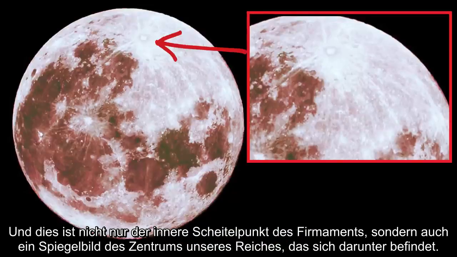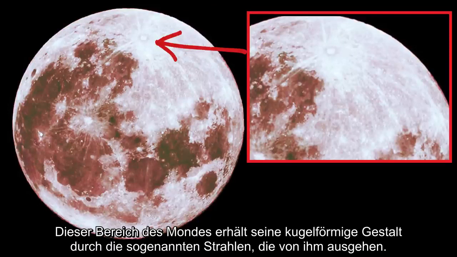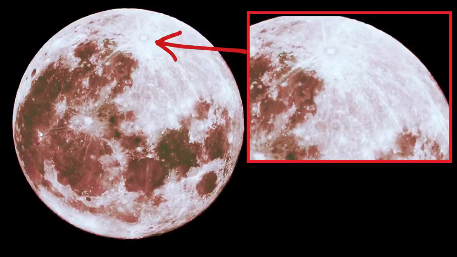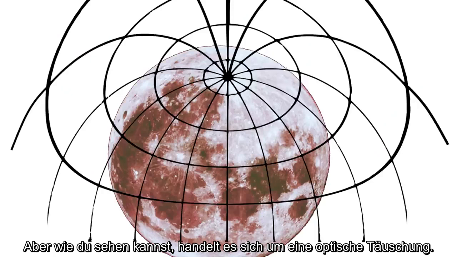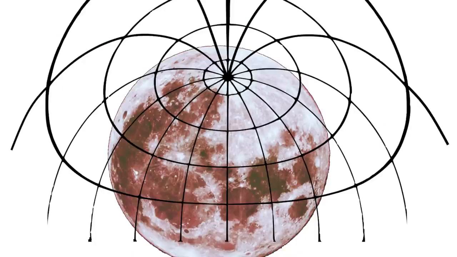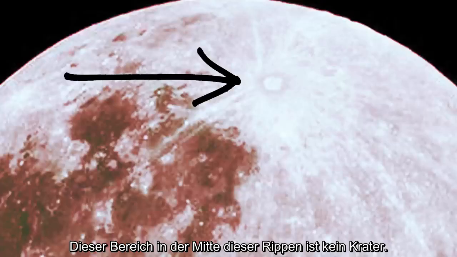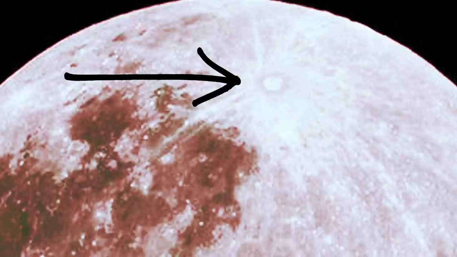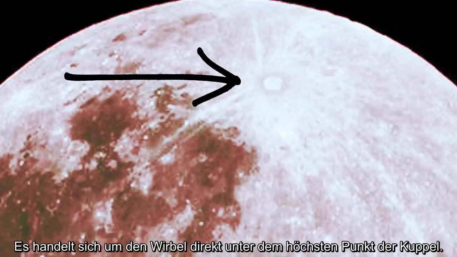And not only is this the interior apex crown of the firmament, it is also a reflection of the center of our realm below. This area of the moon lends its spherical shape because of the so-called rays that emanate from it. But as you can see, it is an optical illusion. The rays are actually hemispherical ribs stemming from the dome's crown. This area in the middle of these ribs is not a crater. That is the vortex directly beneath the highest point of the dome.